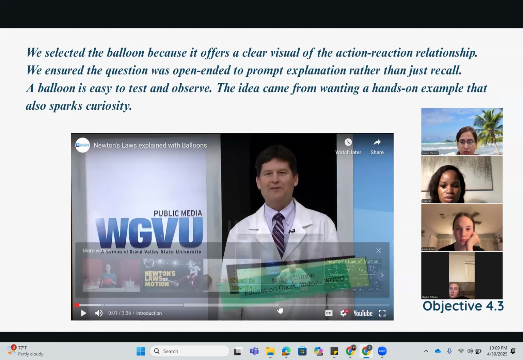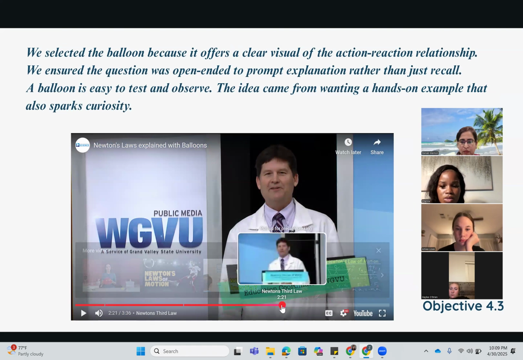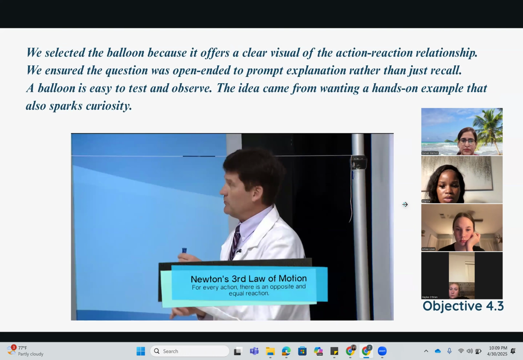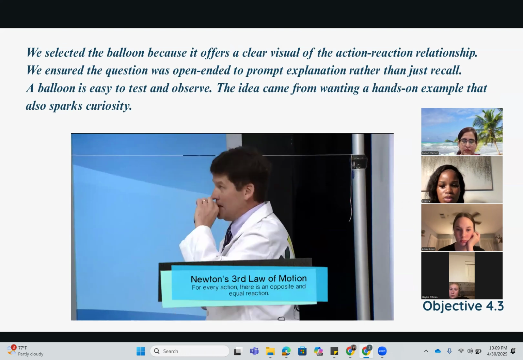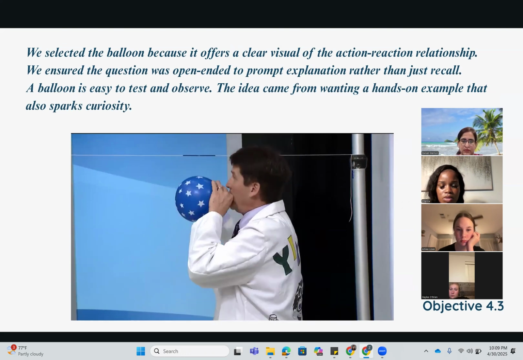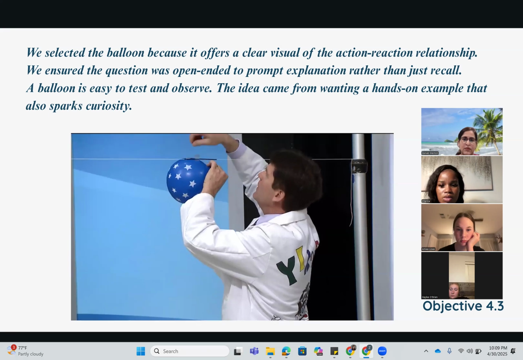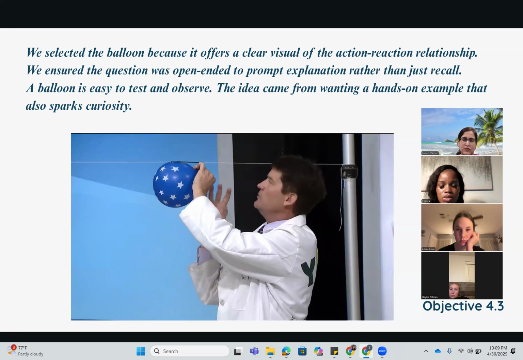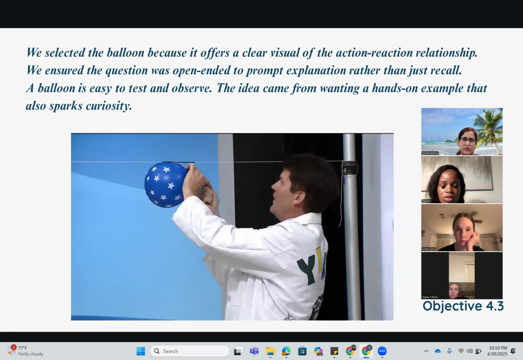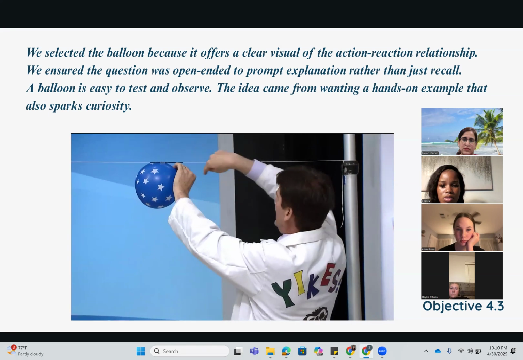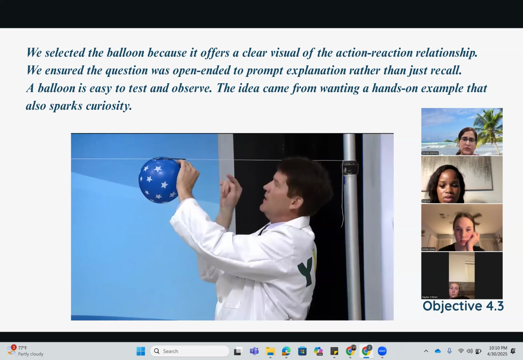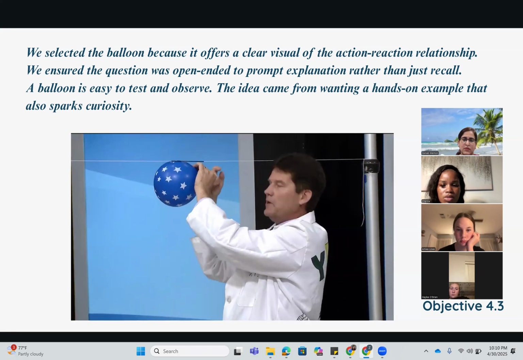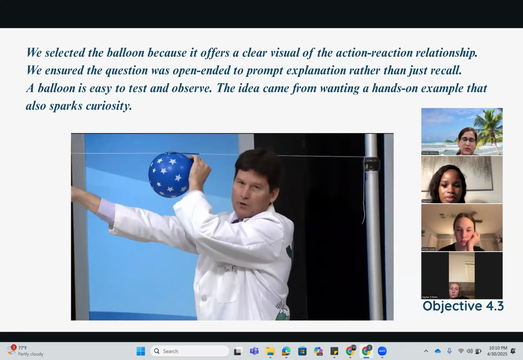Hello, my name's Mike Diaz. Third law of motion: for every action, there's an opposite and equal reaction. So I'm going to blow the balloon up and attach it to the straw. What's going to happen now is the air that I just blew into the balloon is going to be the force. As that air and that force comes out of the back of the balloon, it's going to push the balloon forward. For every action, there's an opposite and equal reaction. Force comes this way, balloon goes that way.